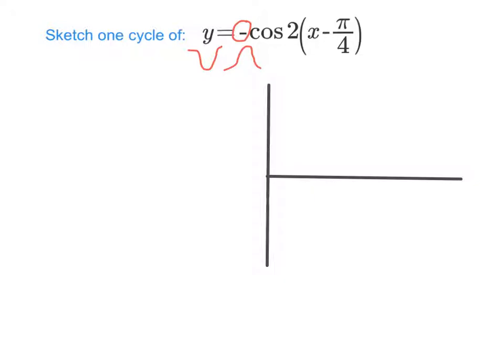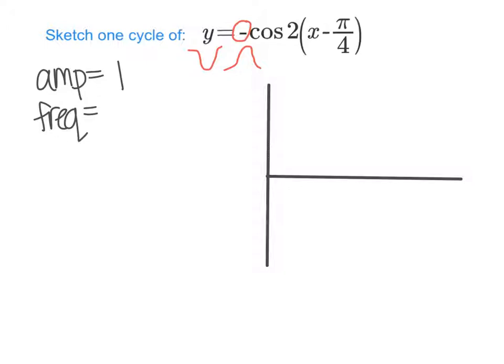Otherwise, we can go ahead and identify everything that we did earlier. Our amplitude in this case, be careful here not to write -1. Amplitude is a distance, so it can't be negative. We would just say 1 since there's no other number sitting in front of cos. Frequency in this case is 2.